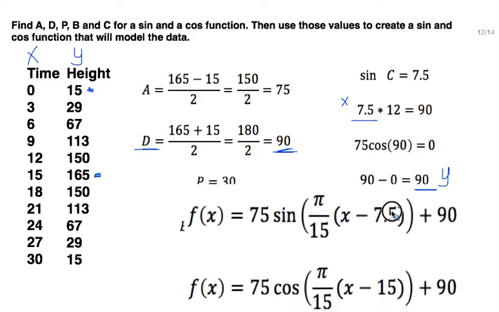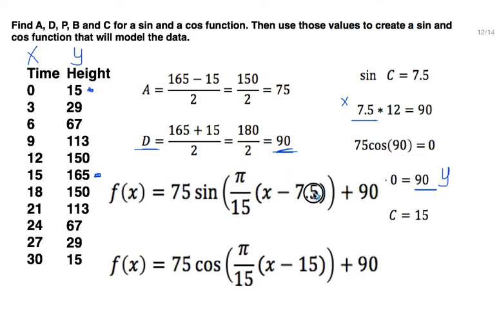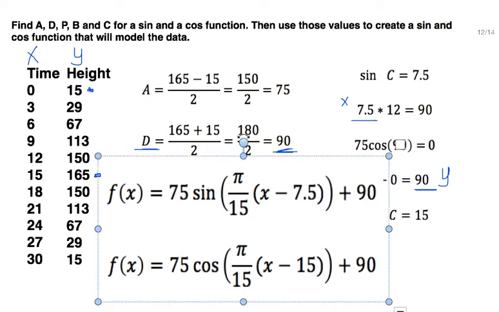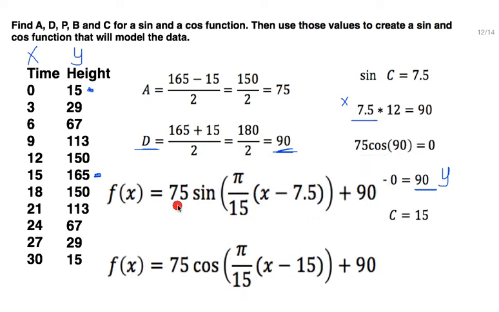And if you remember, your a, b, and d values are going to be exactly the same. So 75, 75, pi over 15, pi over 15, and 90 over 90. Your a, b, and d values are the same for the sine and cosine functions. The only things that change are your c values, and we found that for my sine function, c was 7.5. For my cosine function, c was 15. All right, so we just created an equation to model the graph by hand.